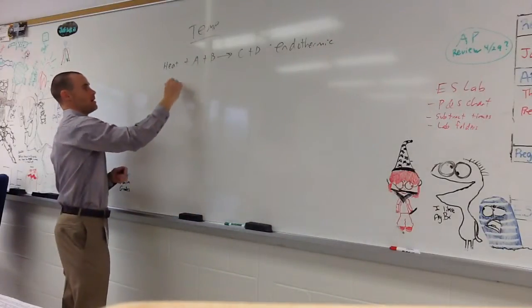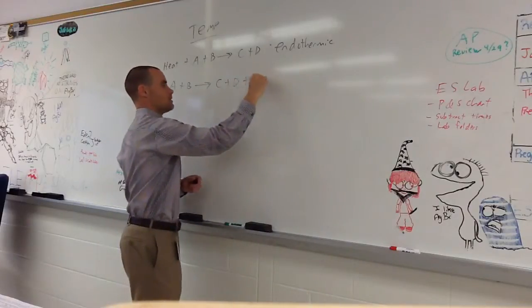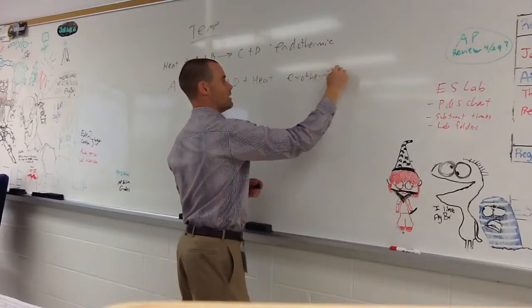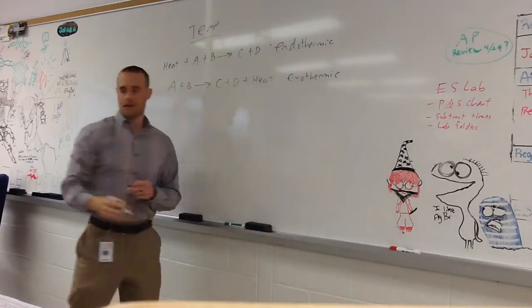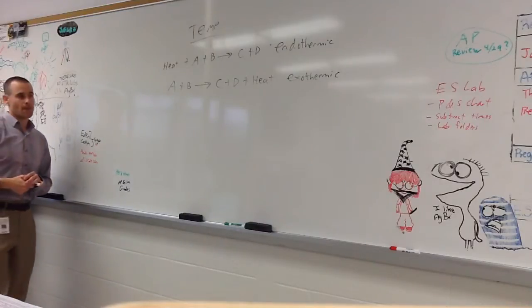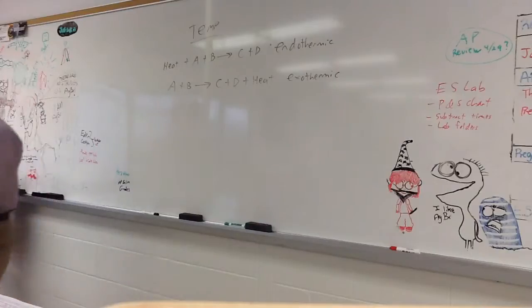And if it's A plus B yields C plus D plus heat, that's exothermic. So if the heat is on the right, it's exothermic. If it's on the left, the reactants, it's endothermic. Alright, so that's important to have in mind here. So let me show you the video, and then we'll do some examples, and then you'll have the homework for practice.